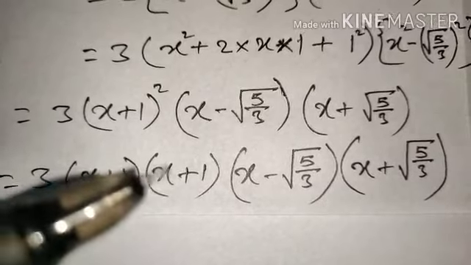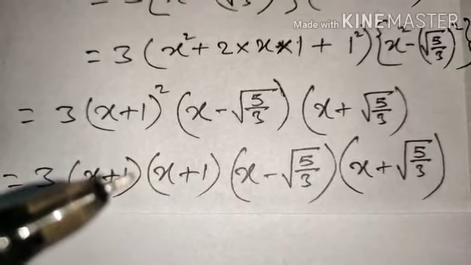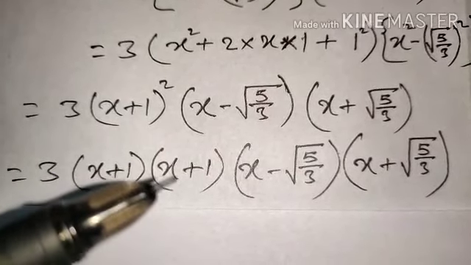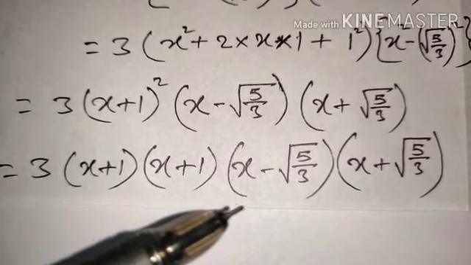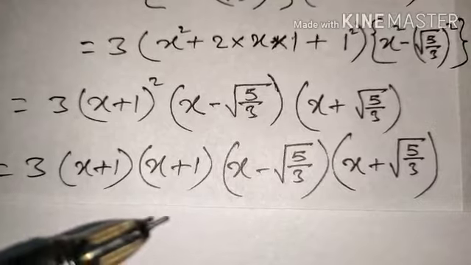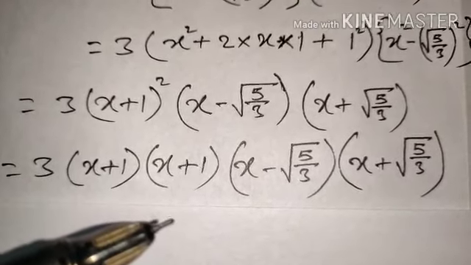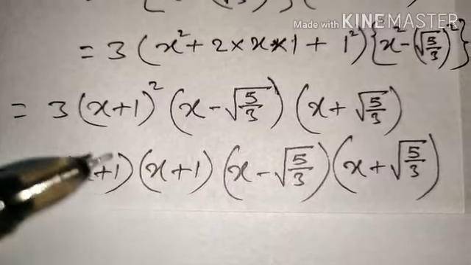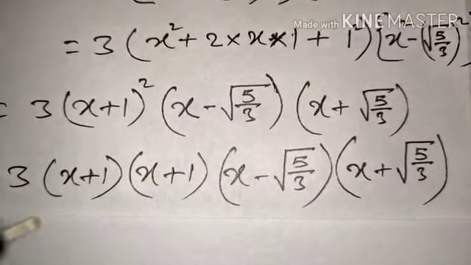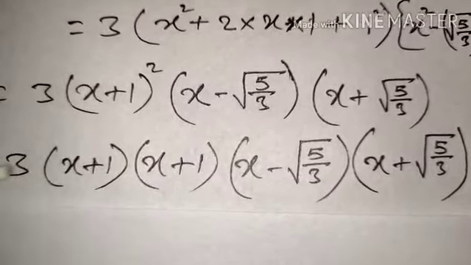So x plus 1 can be equal to 0, so x is equal to 0 minus 1, x is equal to minus 1, and x minus root 5 by 3 and x plus root 5 by 3, so these all are the zeros, meaning the factors of this polynomial. So we can get the zeros from these 4. So we got our 4 zeros, and the remaining 2 we had got already.